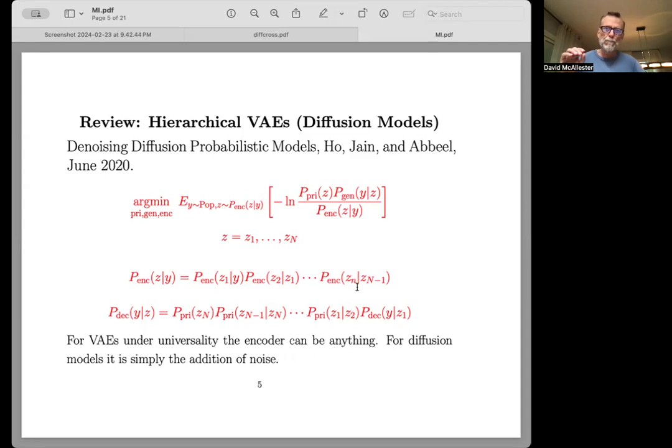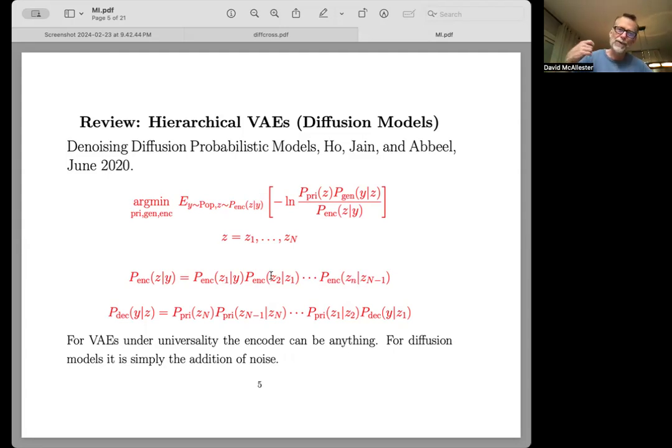Now I've said that in a VAE, the encoder can be taken to be arbitrary. So it's not too surprising that we can take the encoder to just add noise. We add a little noise, then a little more noise, and that's what defines the diffusion model. So the diffusion model is taking an image and producing a sequence of noisier images. But this hierarchical VAE doesn't have to be a diffusion model. The mathematics works for any sequence of latent variables.